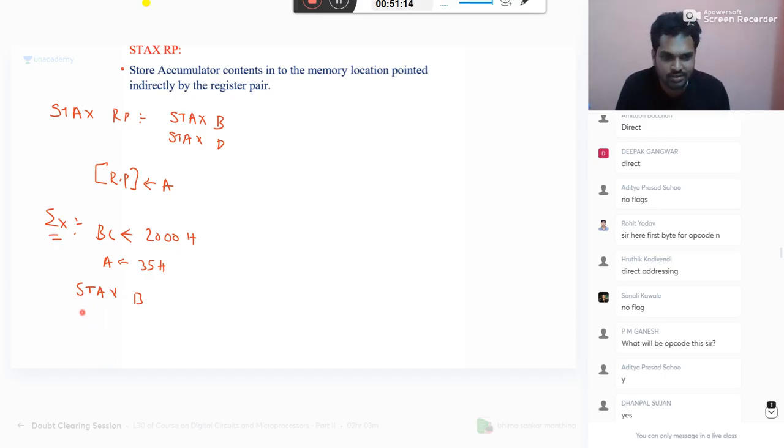Okay. This BC is copied. BC in the sense, the contents of BC are used. Contents of BC means what? 2000 is the address into whose contents the accumulator will be copied.